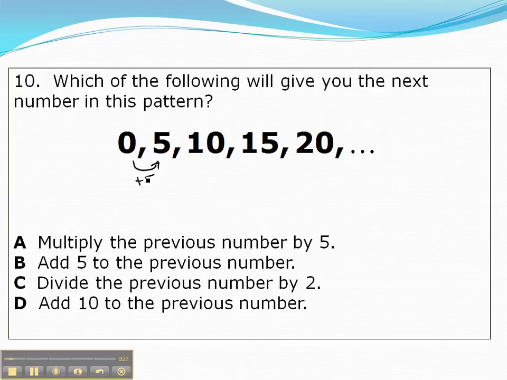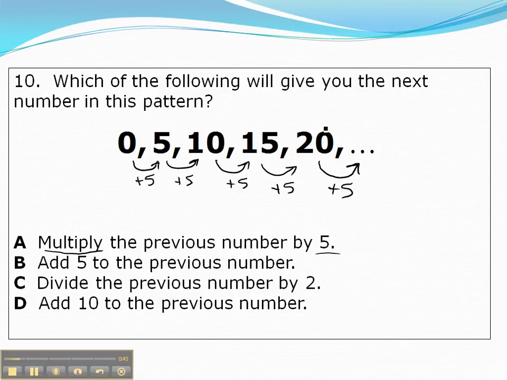From 0 to 5, I add 5. From 5 to 10, I add 5. So we would get the next number in the pattern by adding 5 to the previous number. Let's look at our answer choices. Multiply the previous number by 5.